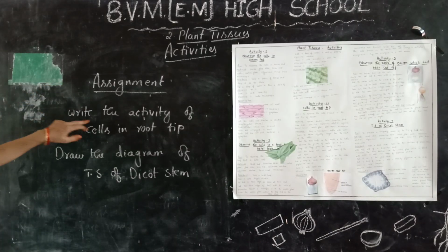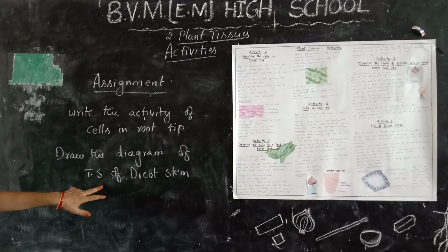Write the activity of cells in the root tip. Draw the diagram of TS of dicot stem.